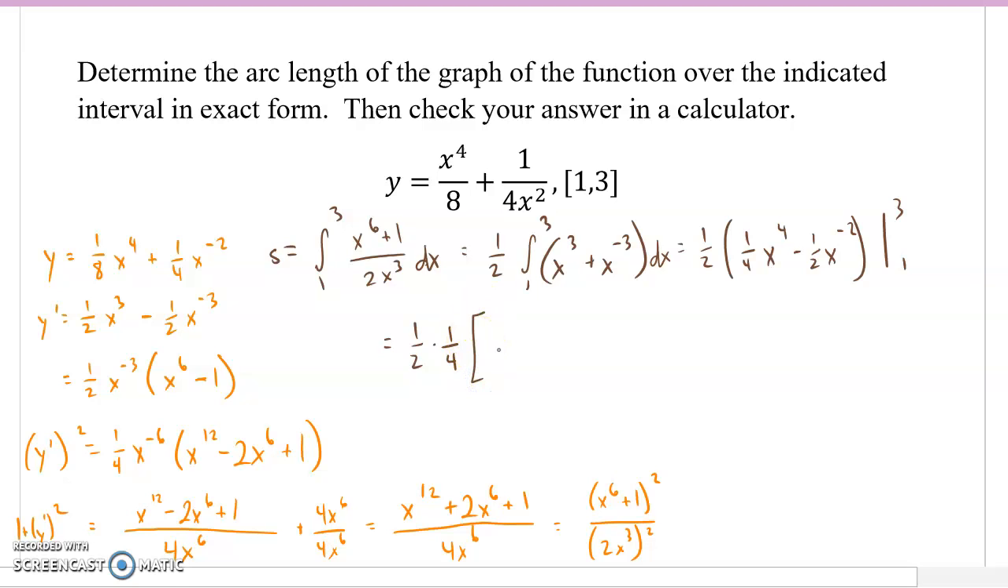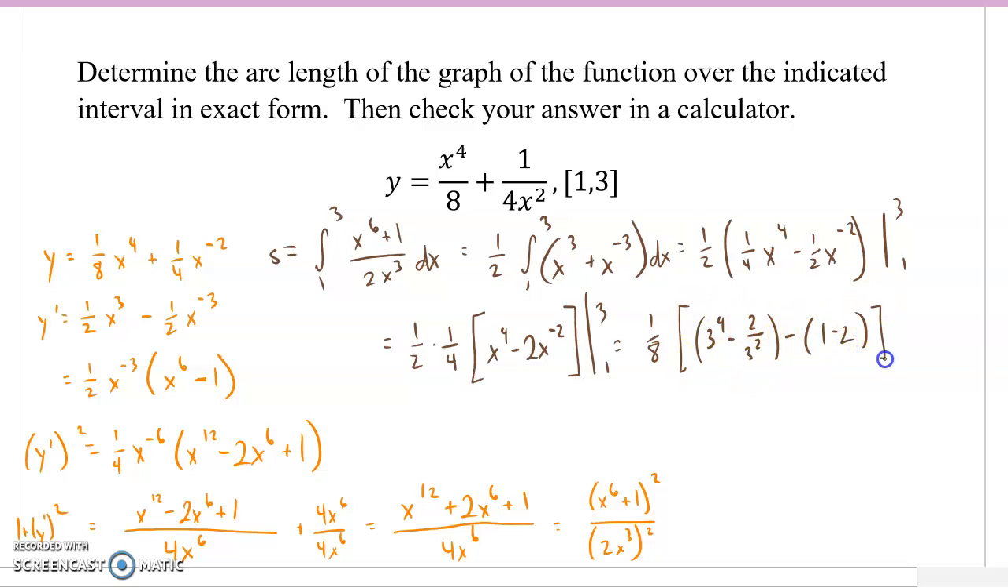Evaluate, well, we'll be left with x to the 4th minus 2x to the negative 2. Evaluate that at 3 and 1. So that's 1/8 times, we've got 3 to the 4th minus 2 over 3 to the 2 minus 1 minus 2. All right.